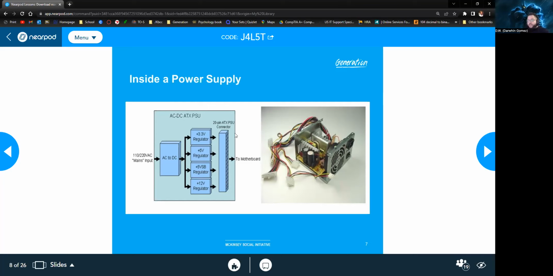And that makes that connector. Different connectors will look different. You don't need to know these specifically, but this is just to give you a picture of what's going on inside.